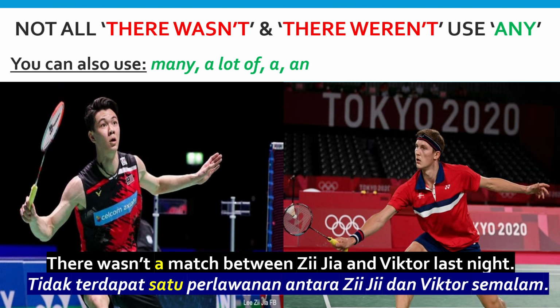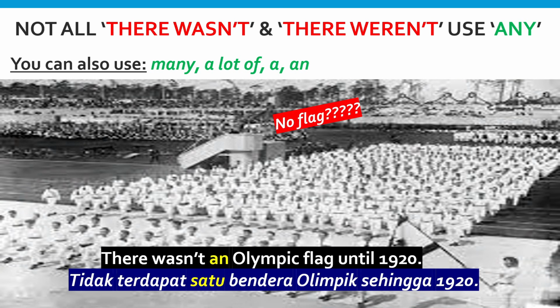Next, there wasn't a match between Jija and Victor last night. We can also use the article "a" together with "there wasn't" to show that there is only one match, but it did not happen between Jija and Victor last night. Next, "there wasn't" can also be used with the article "an". There wasn't an Olympic flag until 1920.